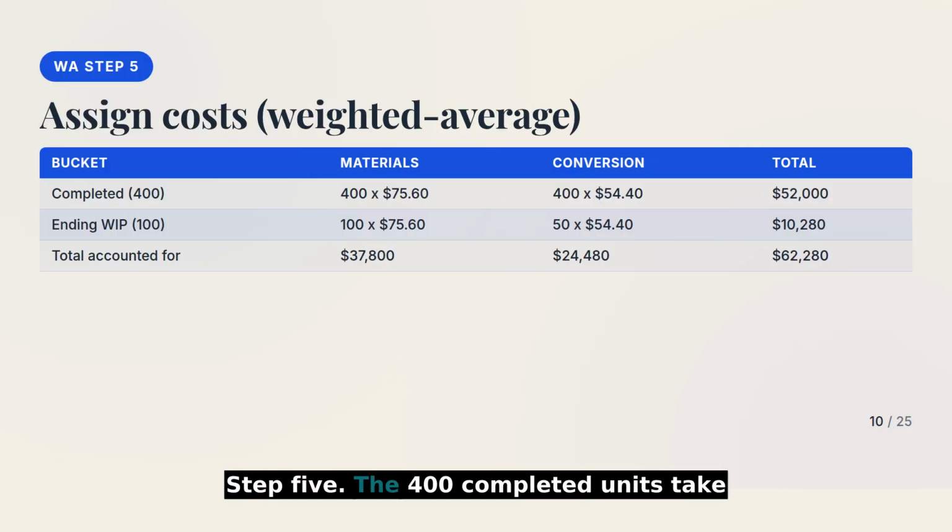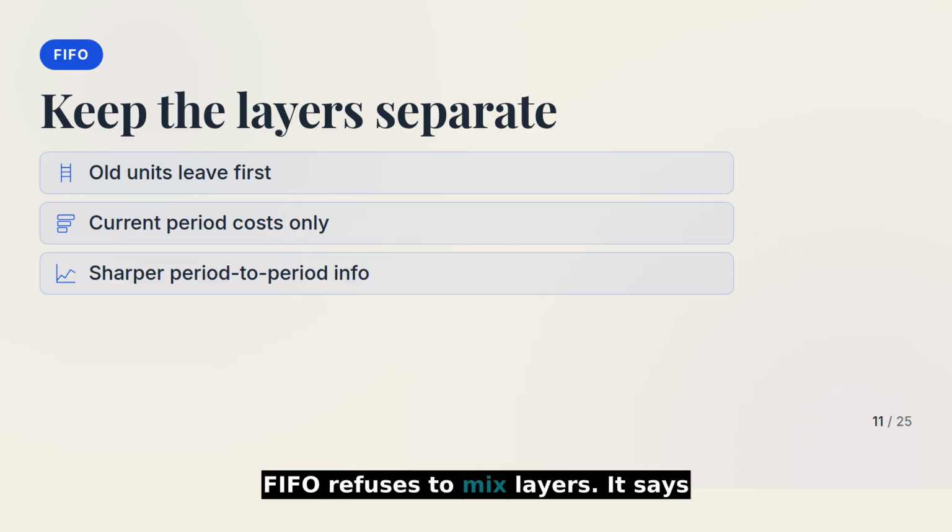Step 5. The 400 completed units take 400 equivalent units of materials at $75.60 plus 400 equivalent units of conversion at $54.40. That is $52,000 even. The 100 in ending work in process take 100 equivalent units of materials at $75.60 plus 50 equivalent units of conversion at $54.40. That is $10,280. The two add to $62,280. Closes the system.